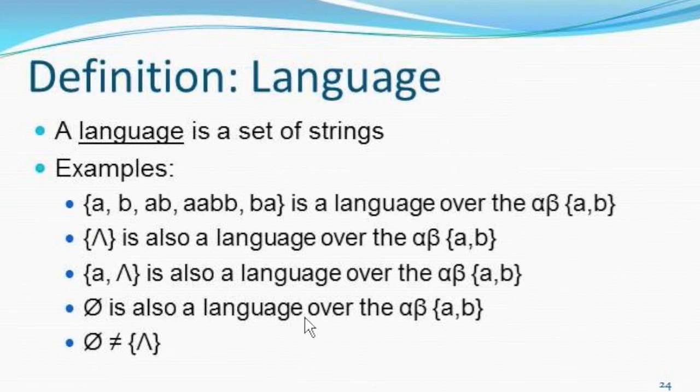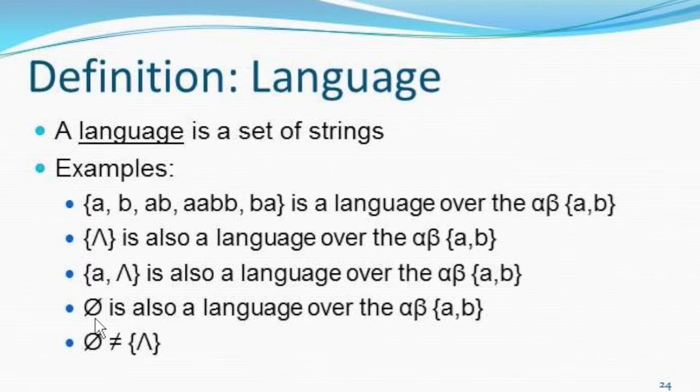Okay, here are some finite languages that I have. So for example, this set here is a language over the alphabet AB. Lambda, the set containing just the empty string, is certainly a language because a language is just a set of strings. Lambda is a string. So there you go. And it's a language over the alphabet AB and actually over any alphabet, as we said before. This is a perfectly legitimate set of strings. It's also a language over the same alphabet AB.